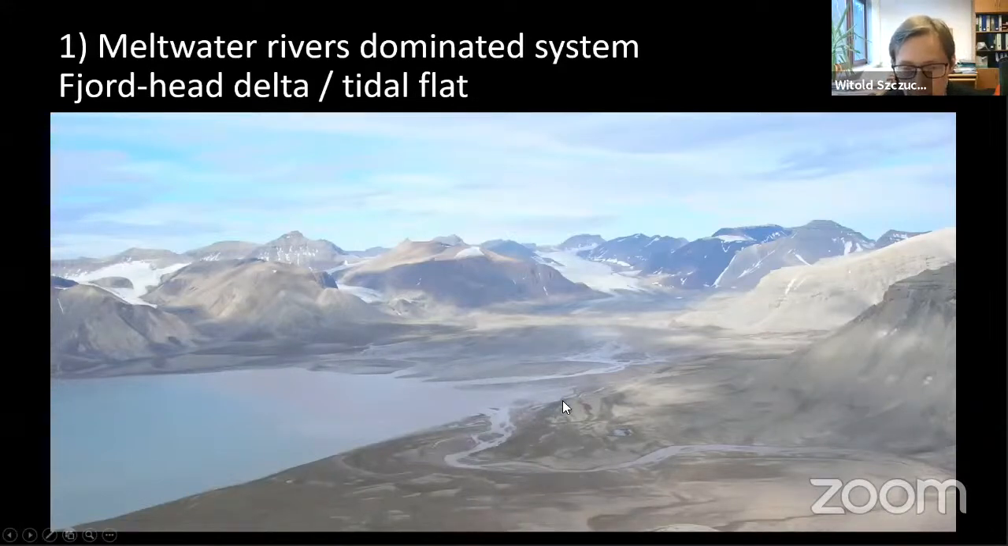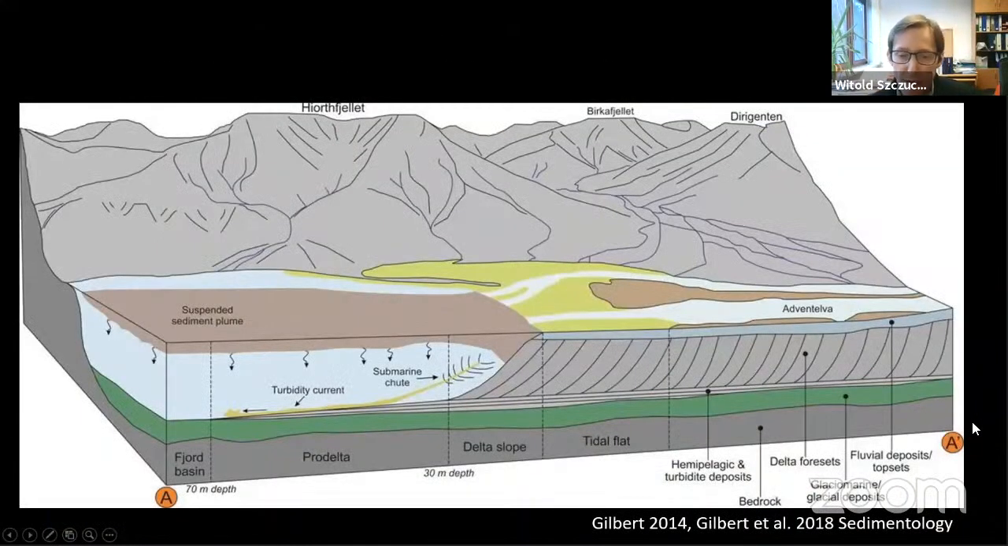forming fjord head deltas. Because we are in a tidal regime, the fjords are often affected by a tidal amplitude of approximately 1 to 1.5 meters. It's not high, but it's enough to produce relatively large tidal flats. And this kind of system filled some of the major valleys already during the Holocene. And most of what we know about this system, we know in fact from this Holocene record, because modern studies, at least focused on sedimentary processes, are not very extensive in this respect.